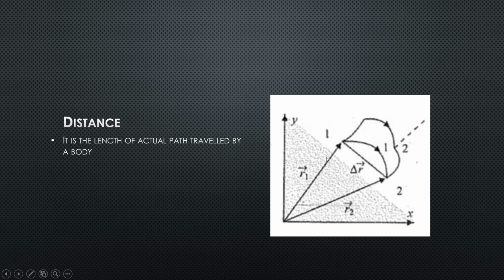So let's say this is its first position and this will be its second position. Now if a body or a particle moves along path 1 going to position 2, its actual length of travel is this path, or simply path number 1. Or let us consider path number 2 from this position going to the second position. So its actual path or actual distance traveled is the length of this path.